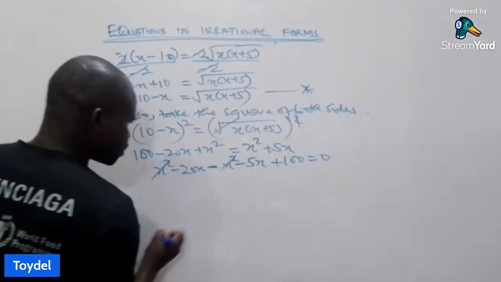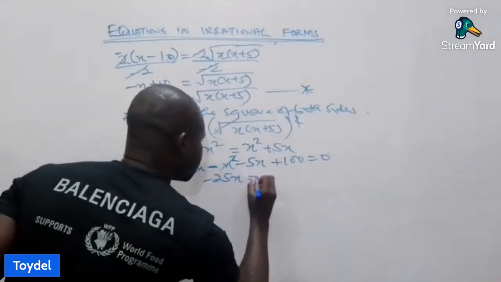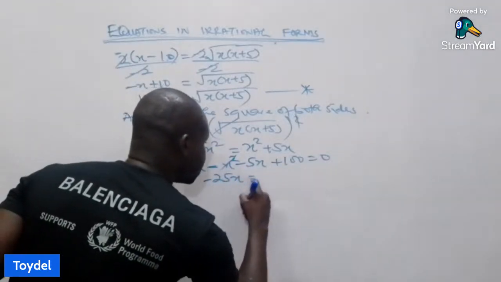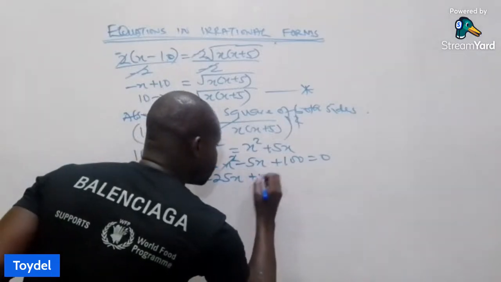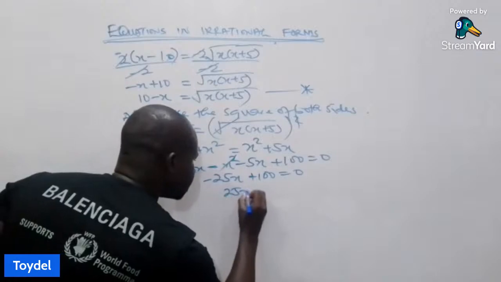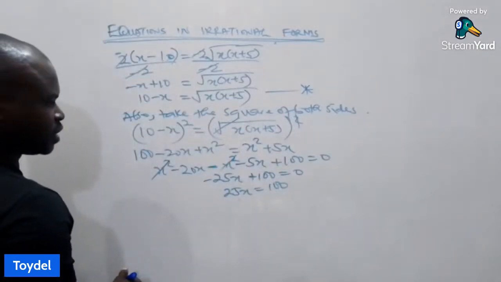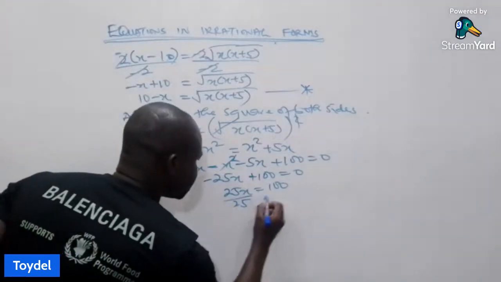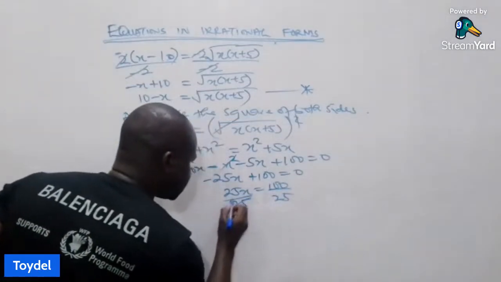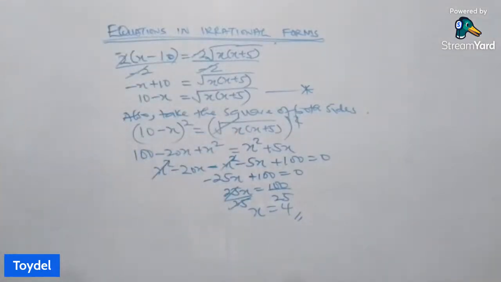x squared can actually cancel x squared. So that at the end of the day, I will have minus 25x plus 100 is equal to 0. So from here, I will say 25x is equal to 100. That is, if I transfer 25x to the other side, I will divide both sides by 25. 25 will cancel 25. So x will be equal to 4, and that will be the answer.